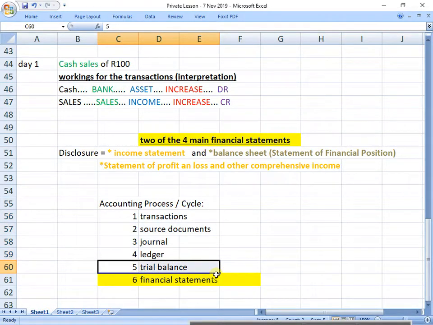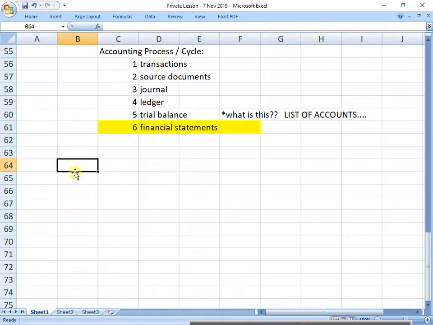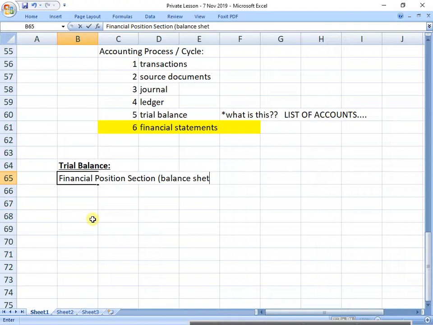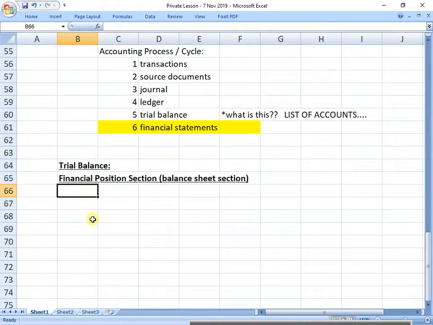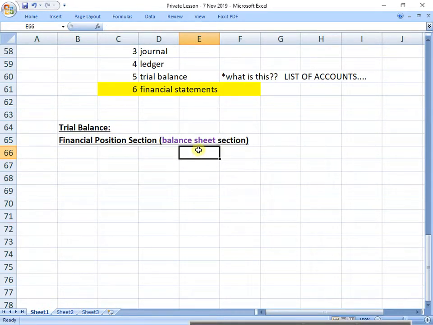So you should be given a trial balance. If you're given a trial balance, what is it? It's just a list of accounts. On the trial balance, you will see different things. For example, I'll make a trial balance here. Depending on how they give it to you, it should be split into two sections. There should be a financial position section, which is the balance sheet section, basically. What does the balance sheet section have? Assets and liabilities. You'll also see capital. So in this section, I'm going to see assets, liabilities, capital, and drawings.